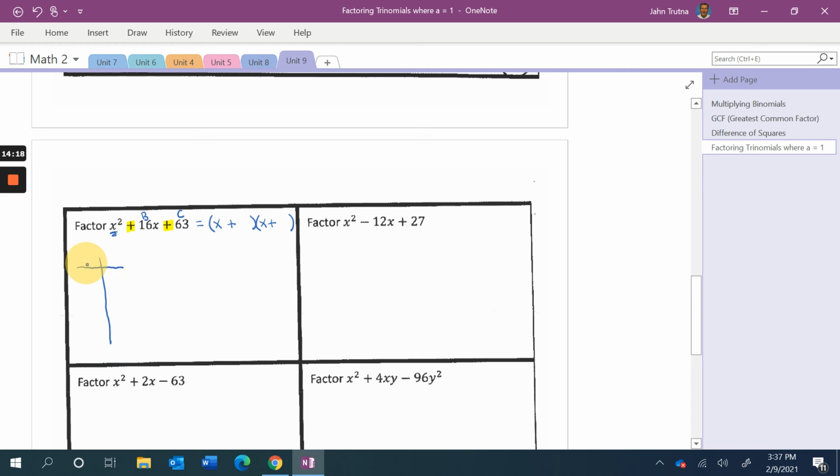Okay, where do you put your c value? First column or second column? The c value always goes in the first column, positive 63. Your b value, positive 16, always goes in the second column. And then remember, the way it works is I have to find two numbers. They have to multiply to make my c value 63. And those same two numbers have to add to make positive 16.